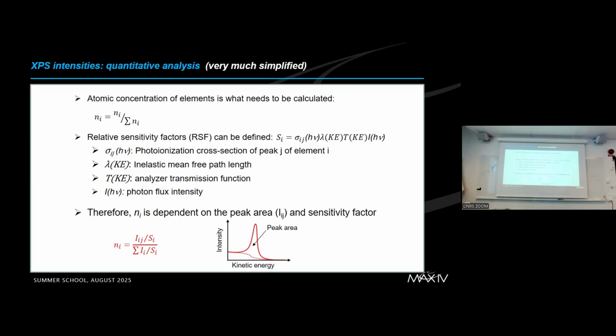You cannot do this with a laboratory source, but with the synchrotron, you can always adjust the photon energy and therefore adjust the kinetic energy of the outgoing electron.